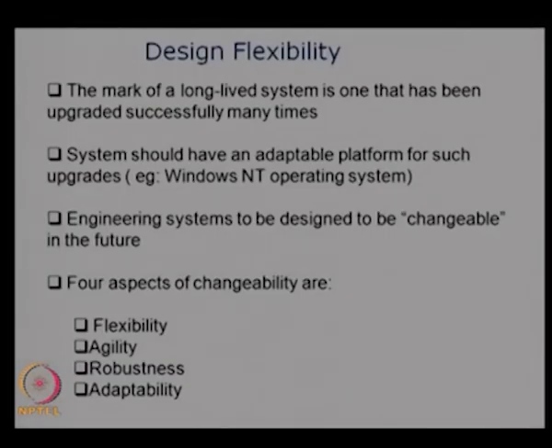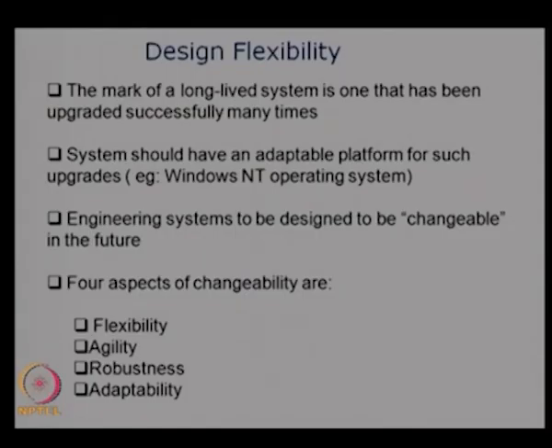And an additional important activity to be incorporated in the physical architecture development is basically design flexibility. In design flexibility, we need to ensure that a long-lived system can be upgraded successfully. So, we need to ensure that the system has the flexibility to upgrade in the future, and the system should have an adaptable platform for such upgrades. So, we need to ensure that the hardware system has a platform where we can go for future expansion, and this should be changeable in the future also. We should not make it so rigid; it should always be made changeable, or easy to change in the future. So, any hardware, any physical architecture we develop should be made in such a way that it can be changed in the future.